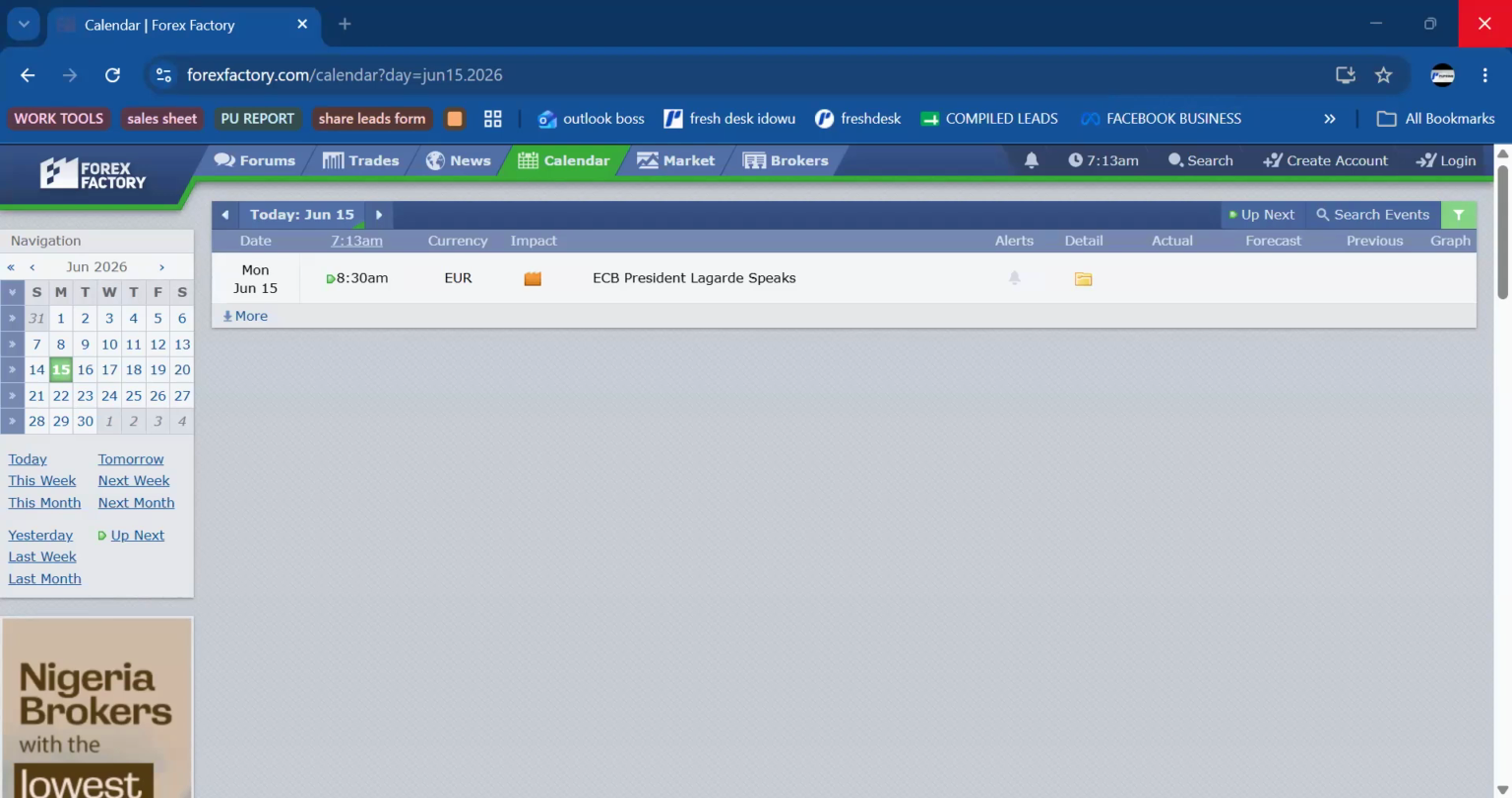Now, this is the fundamental event where the president of the European Central Bank, Lagarde, is going to be speaking by 8:30. But this fundamental event doesn't have a forecast or a previous. We might just wait for an actual to be released on this data for us to ascertain the decisions we are going to be making in the market today.